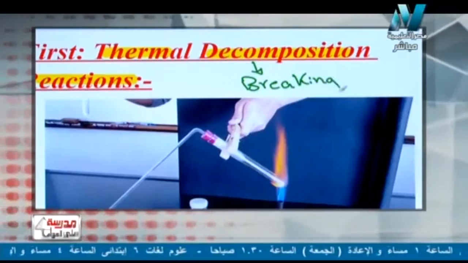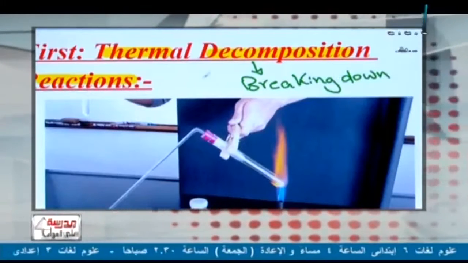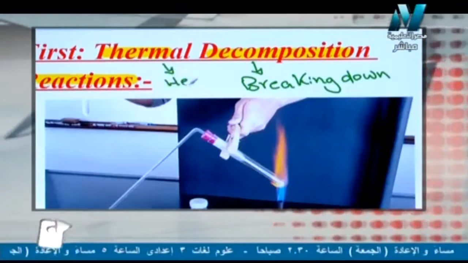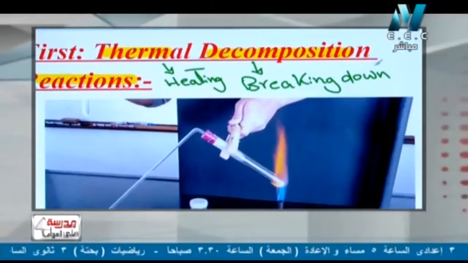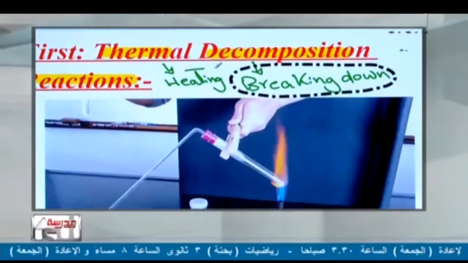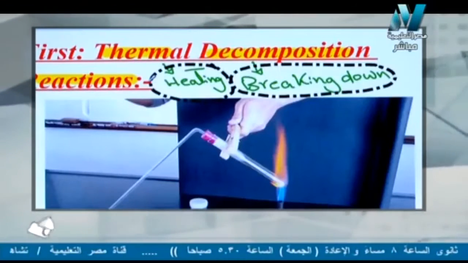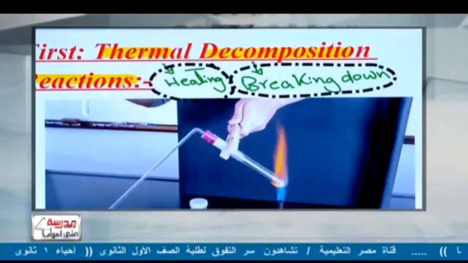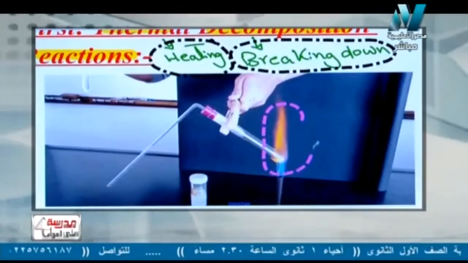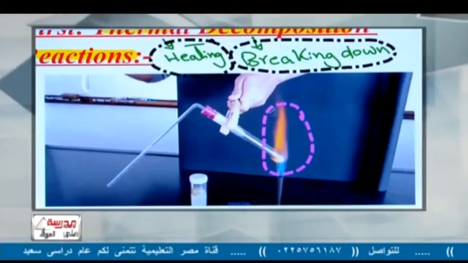Breaking down of what? Of compounds by heating. So here we are breaking down the compounds by heating into simpler forms. Maybe this simpler form is elements, maybe other simpler compounds. As we use heat energy to decompose the compound into simpler ones.